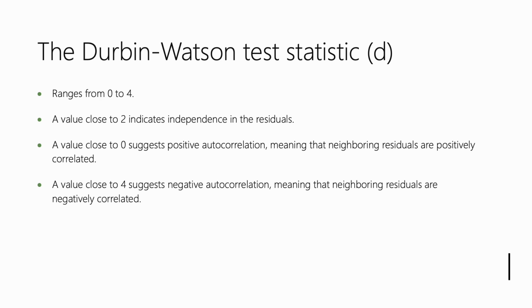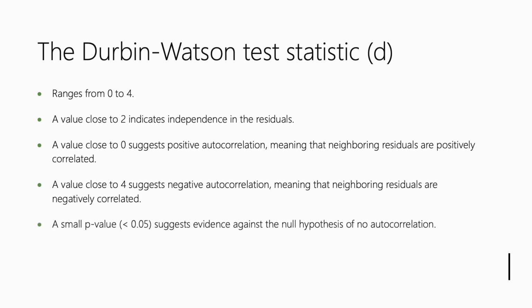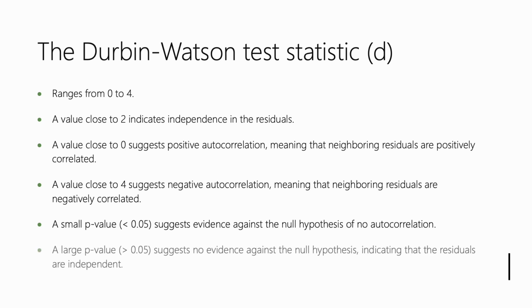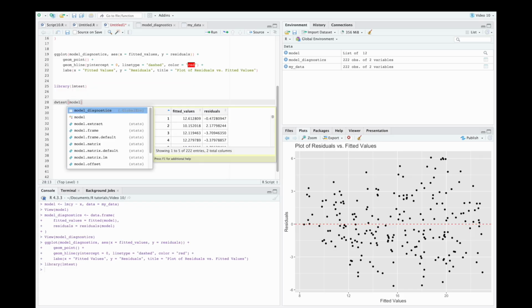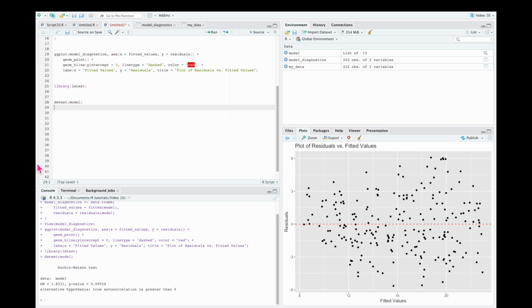A small p-value suggests evidence against the null hypothesis of no autocorrelation, and a large p-value suggests no evidence against the null hypothesis, indicating that the residuals are independent. In our case, we have no evidence against the null hypothesis and can conclude that the residuals are independent.